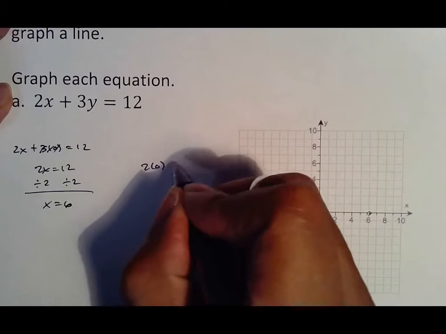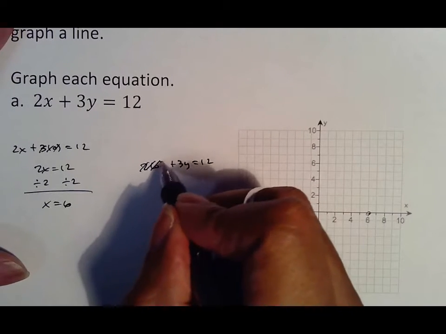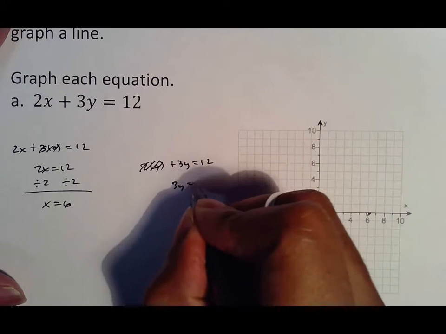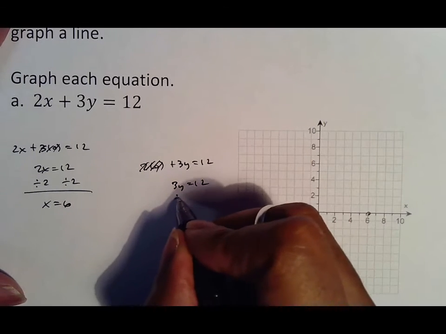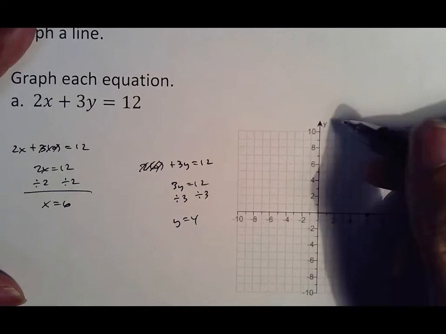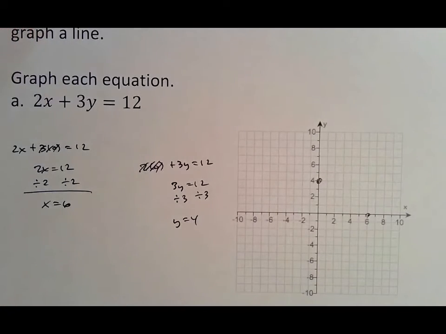So 2 parentheses 0 plus 3y equals 12. 2 times 0 goes away. 3y equals 12. Looking at this problem, next thing we do is divide by 3. Therefore y is equal to 4. Here's your y-axis. Where is 4? It's right here. And then what your computer is actually going to do with that is actually make the graph.